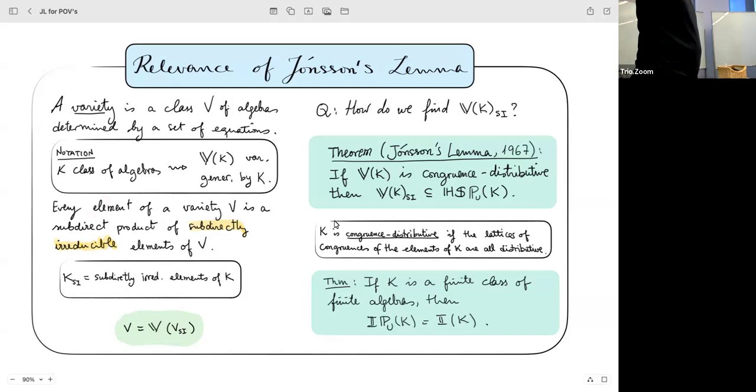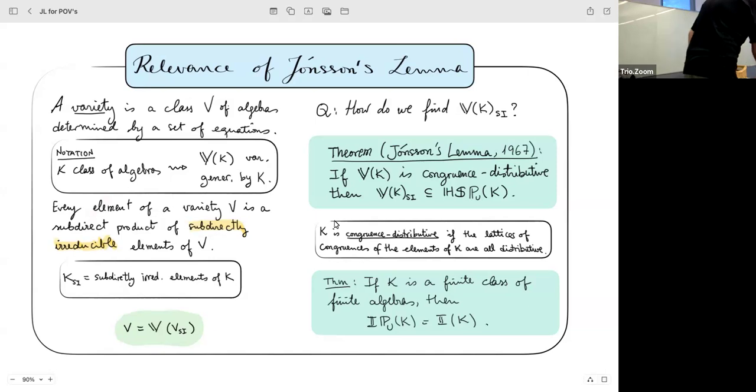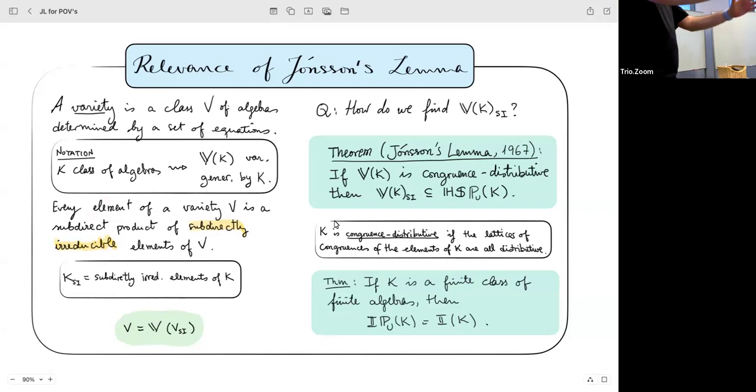Okay. And congruence distributive means that the lattices of congruences of the elements of your variety, all of them, are distributive lattices. This is what congruence distributive is. But you're saying you only have to look at the elements of K. Yes, but when you start with K, you don't have the whole variety. And that's the problem. If you start with a class of congruence distributive elements, this doesn't mean that the variety is going to be congruence distributive.